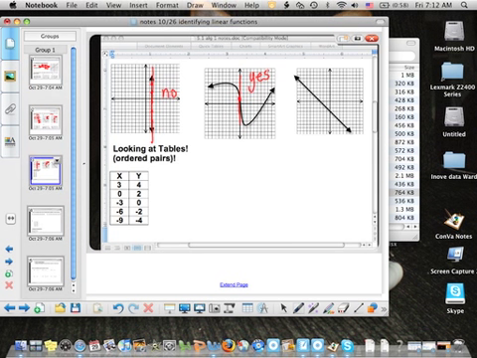On tests, I usually put ones that are pretty clear cut. You can tell very, very visibly whether they're yes or no. And then our last one is a yes and a yes. It is a function because it passes the vertical line test, and it is linear because it's a straight line.